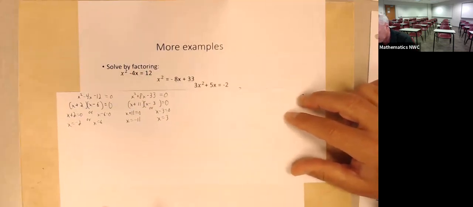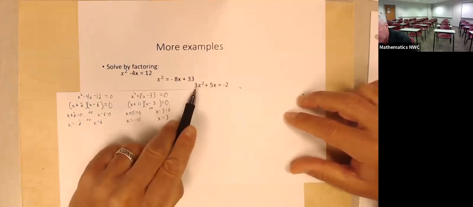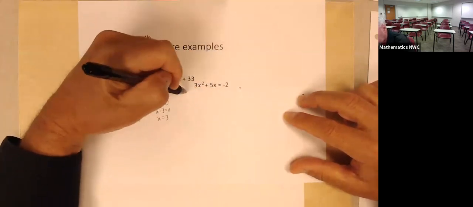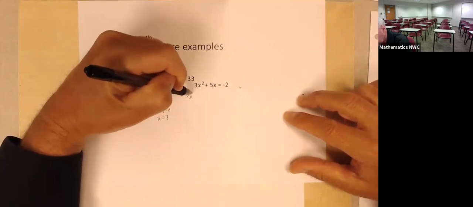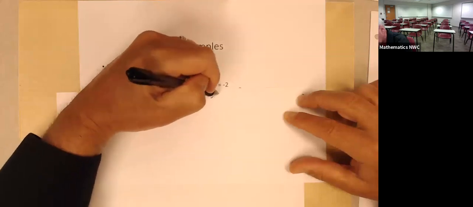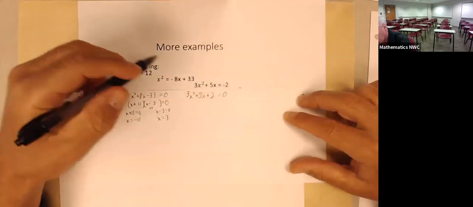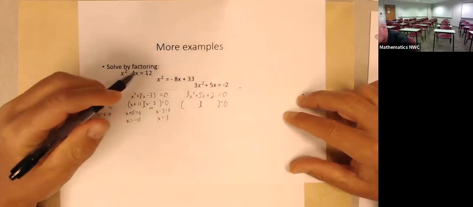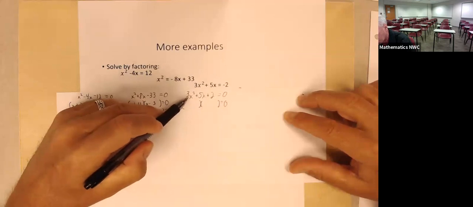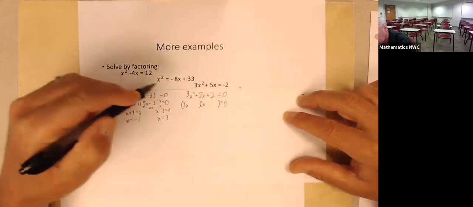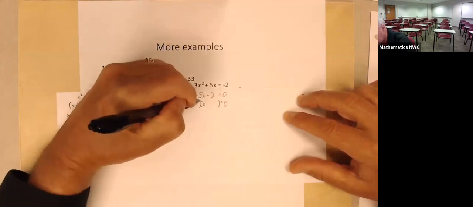This one is not going to be as easy to factor because its leading coefficient is not 1. But I still need to first get everything equal to 0. So I bring the negative 2 over, it becomes a positive 2. The factors are a little bit more challenging to get. This may take you a little more time. I need to have a 3x and a 1x. My signs are all positive.